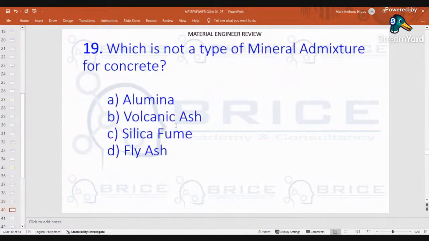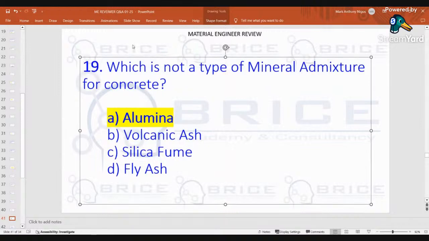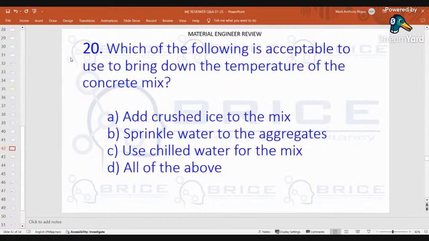19. Which is not a type of mineral admixture for concrete? A, alumina, B, volcanic ash, C, silica fume, and D, fly ash. Answer is alumina, which is not a type of mineral admixture. The answer is alumina.